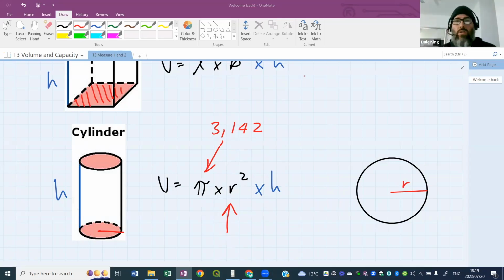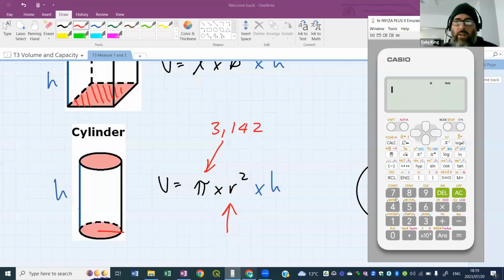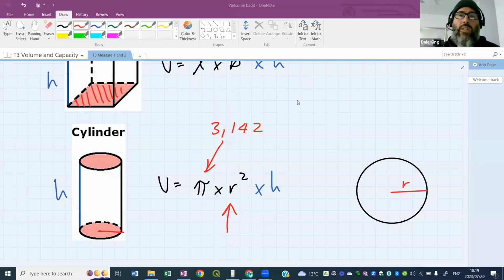All right, so you don't use the pi on the calculator, which is down here on the calculator. Don't use that one. Usually they tell you to use 3,142, so you use 3,142. Just get used to it. R is the radius, which you know how to get, and H is the height of the cylinder.